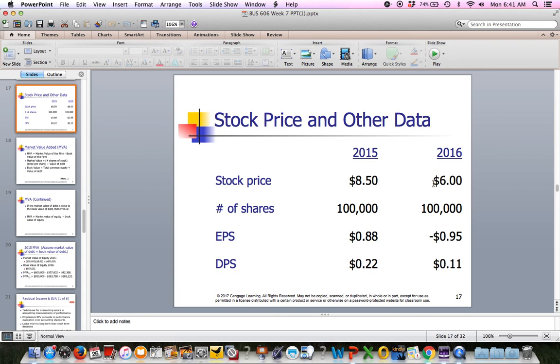Your stock price would go down. We didn't issue any new shares this year. Earnings per share goes from a positive to a negative. That's never a good sign. The company cut their dividends in half. I would have argued they probably shouldn't have paid dividends with that large of a negative cash flow, but they cut them in half.